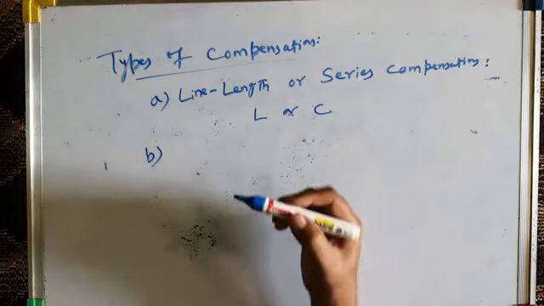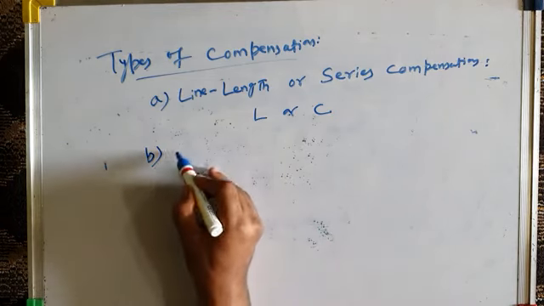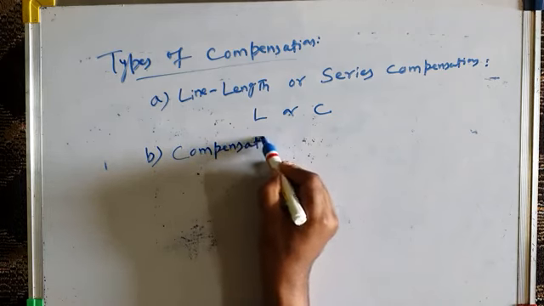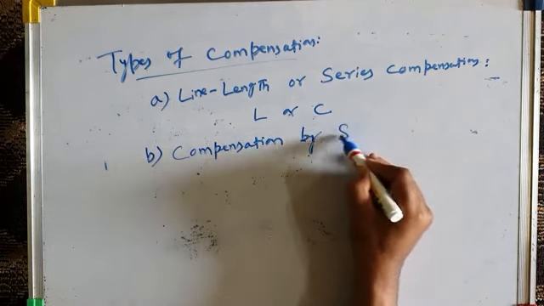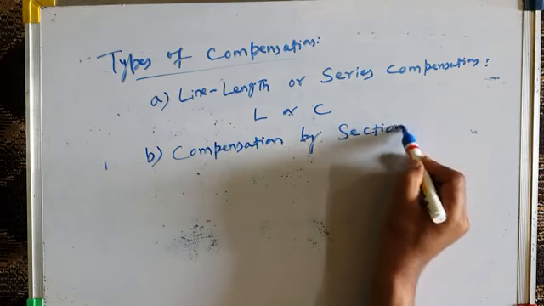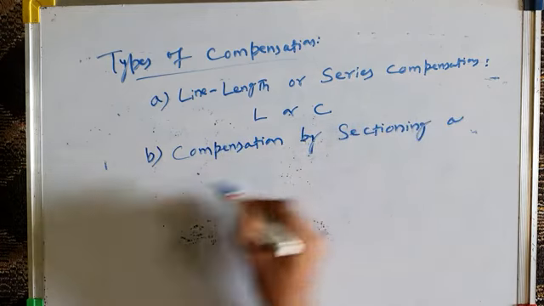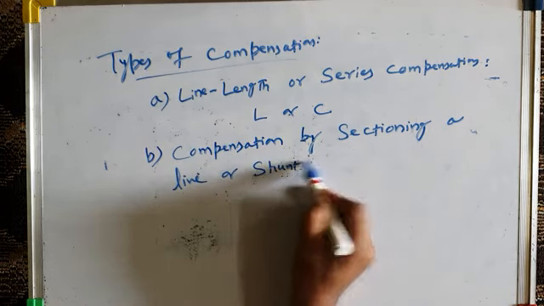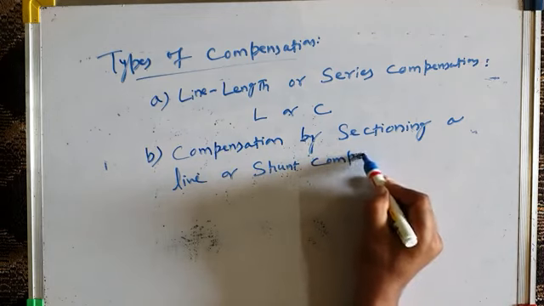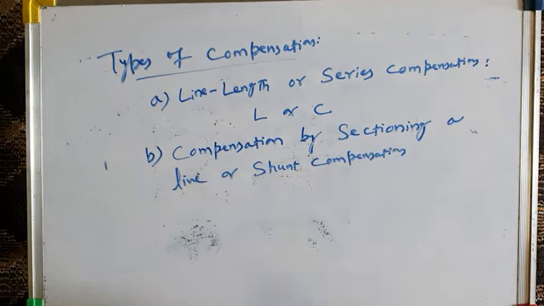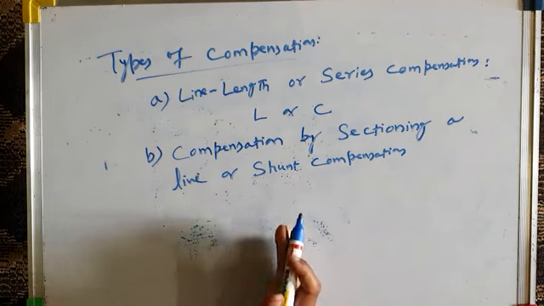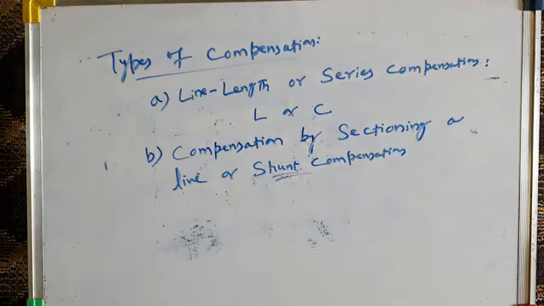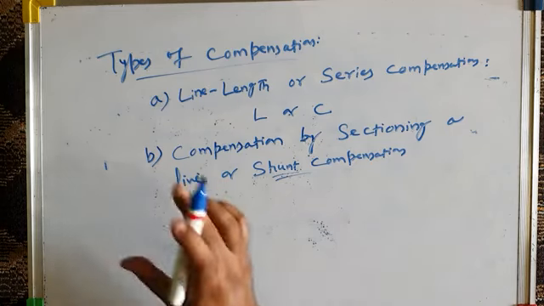Second is compensation by sectioning a line, or this is also called shunt compensation. So what we are doing in this case, we have a compensator. It's not connected in series, it's connected across the transmission line. Shunt means parallel or across. And then a transmission line is sectioned into small sections.